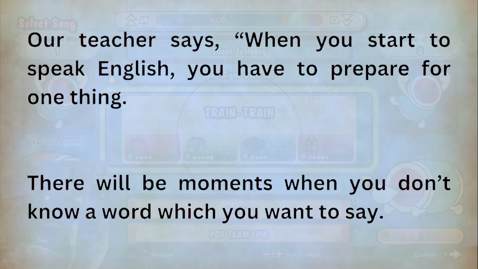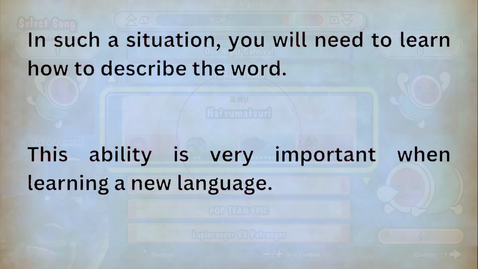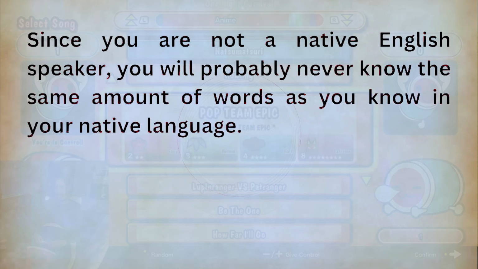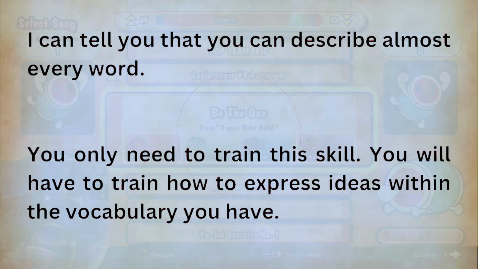Our teacher says, when you start to speak English, you have to prepare for one thing. There will be moments when you don't know a word which you want to say. In such a situation, you will need to learn how to describe the word. This ability is very important when learning a new language. Since you are not a native English speaker, you will probably never know the same amount of words as you know in your native language. I can tell you that you can describe almost every word. You only need to train this skill. You will have to train how to express ideas within the vocabulary you have.